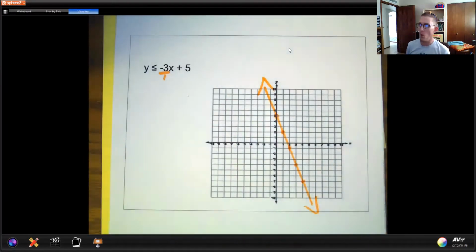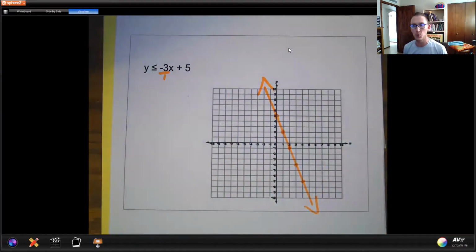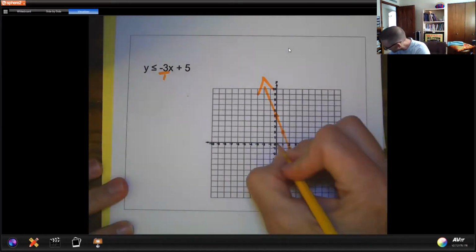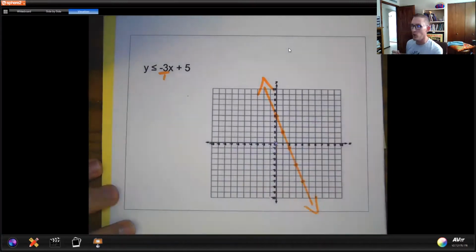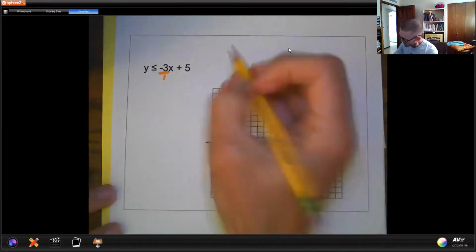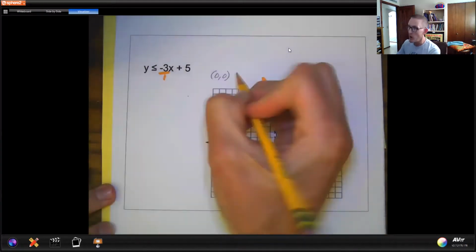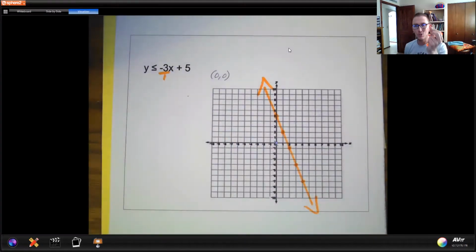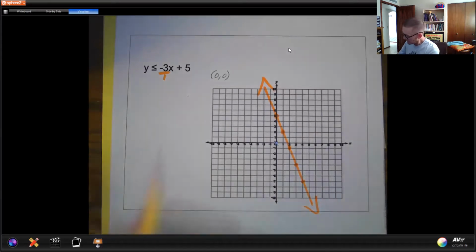Now I'm going to have to shade one side of it. So you've got two options. You can pick a point, test it, and see if it works. If it works, you shade that area. If it doesn't work, you shade the other side. Or you can look at the letter y. Now, I'm going to go ahead and start simply by picking a point. So let's pick an easy one right here. Let's pick the origin. Let's pick (0, 0). So let's test (0, 0). If it makes a true statement, I'm shading the side of the line with (0, 0). If it makes a false statement, I'm shading the other side.